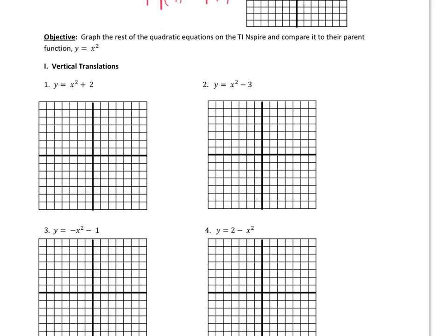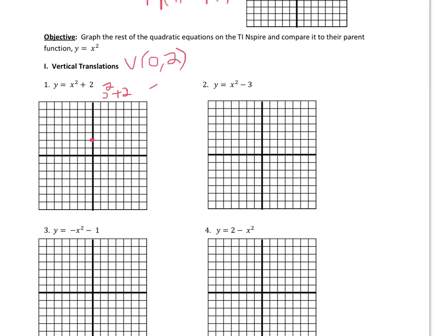If I do y equals x squared plus 2, again, there is no x value, so it's like saying b is 0. The x value is 0. Now if I plug this in, you're going to have 0 squared plus 2. Well, 0 is just 0, and plus 2 you get 2. So that's the vertex at 0, 2.